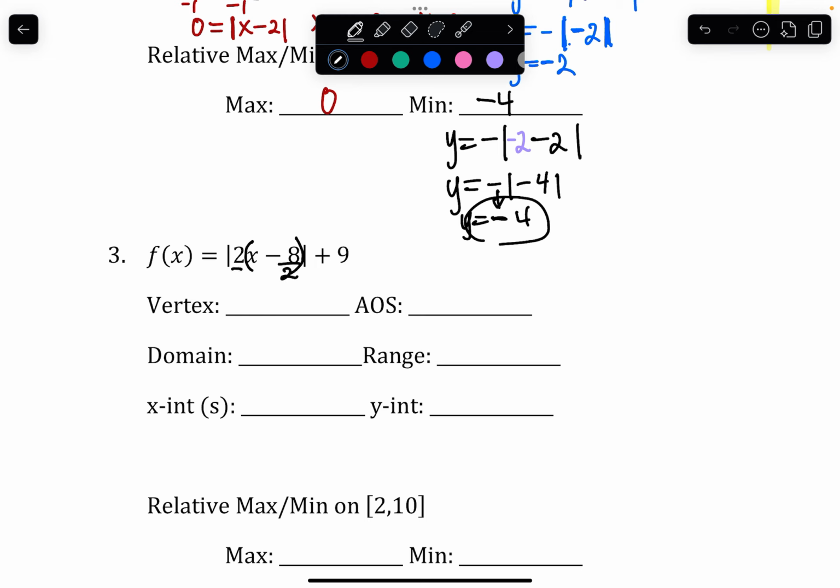So to sketch that, 1, 2, 3, 4, 1, 2, 3, 4, 5, 6, 7, 8, 9. So 4, 9 is here. There's no reflections, and so the graph is opening up.